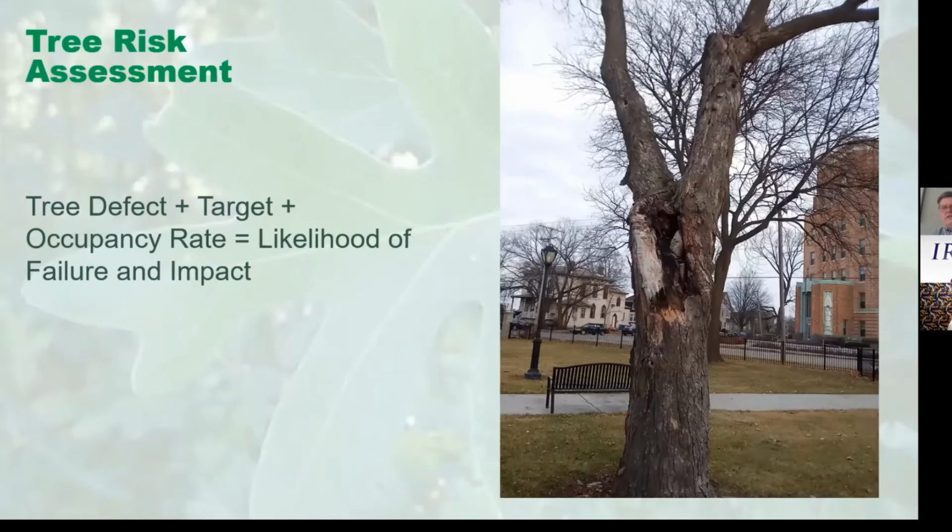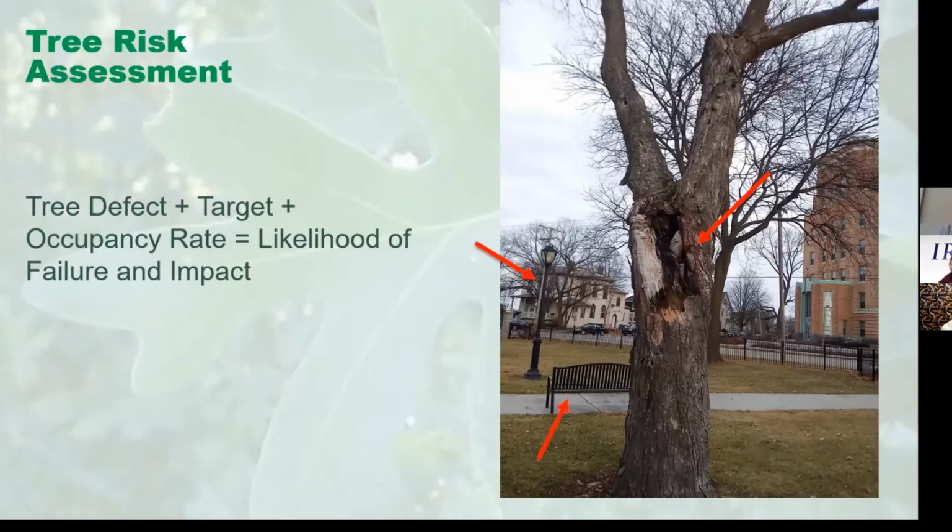So let's look at this tree. This is a tree in a city park that I was evaluating. And you can see here that this definitely has a defect, right? Large defect, already had a failure of a third of the crown. And this tree is leaning away from us, and it's leaning towards a target there, right? A bench and a street light.